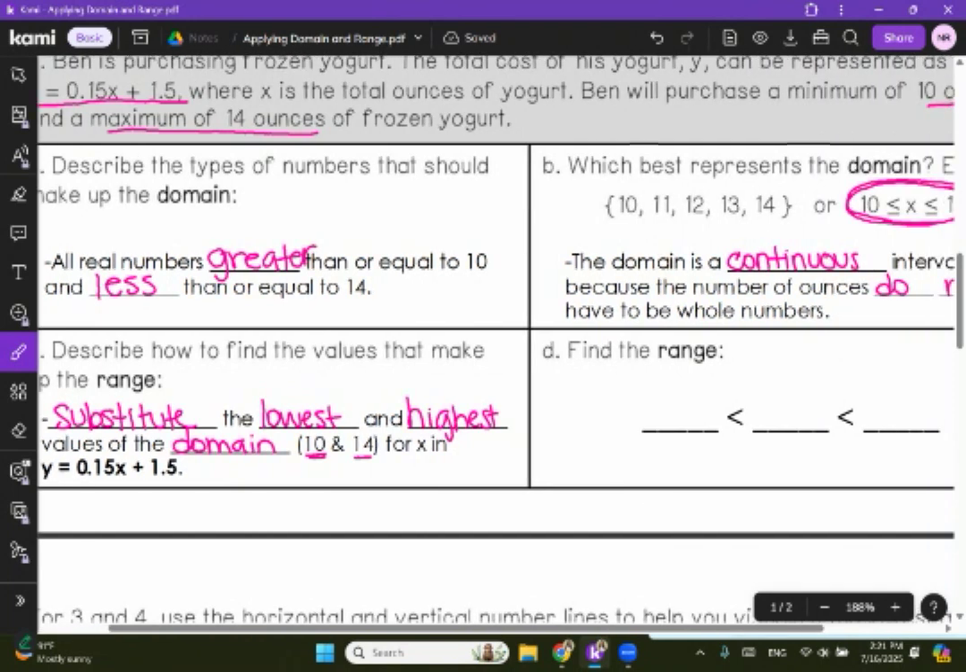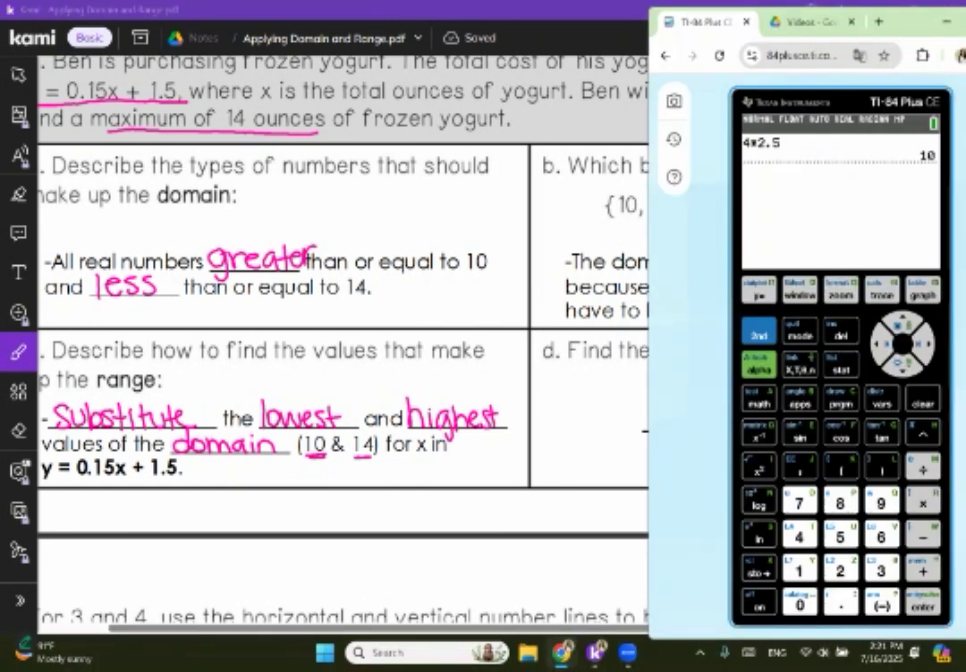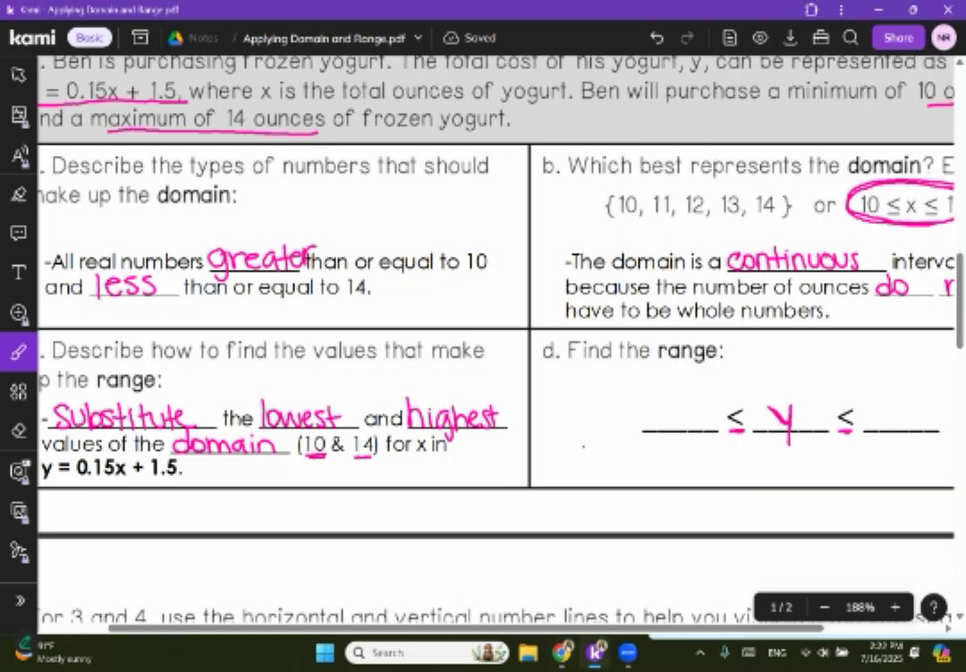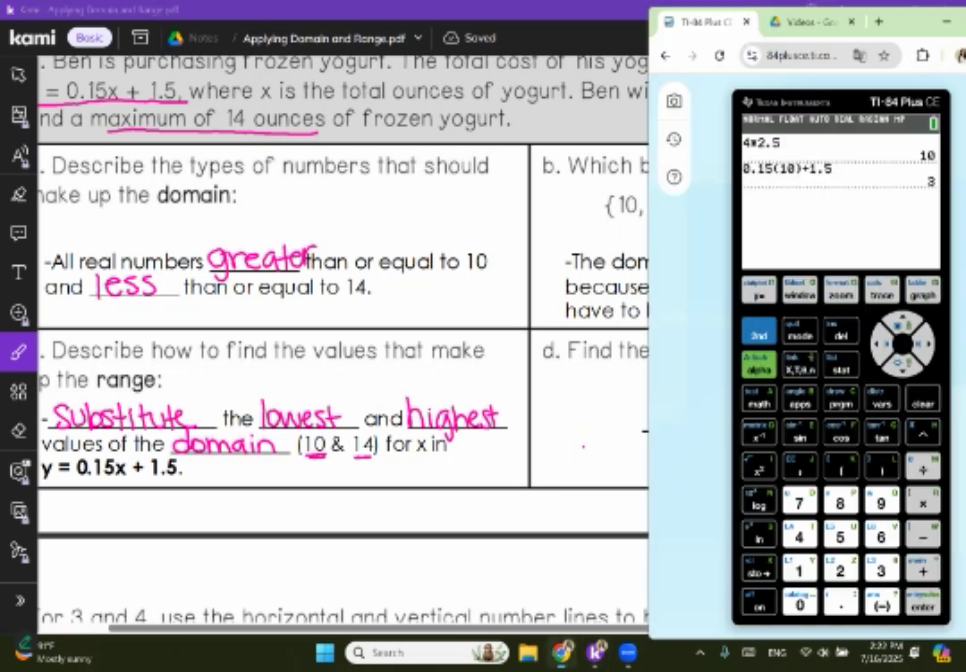So when we do that, once again, we write it as an interval. Equal to is going to be part of that. If we plug in a 10, it would be 0.15 times 10 plus 1.5. And that would give us 3. So the lowest amount that I'm going to pay is $3. If we plug in the highest, 0.15 times 14 this time, plus 1.5, it would be $3.60.